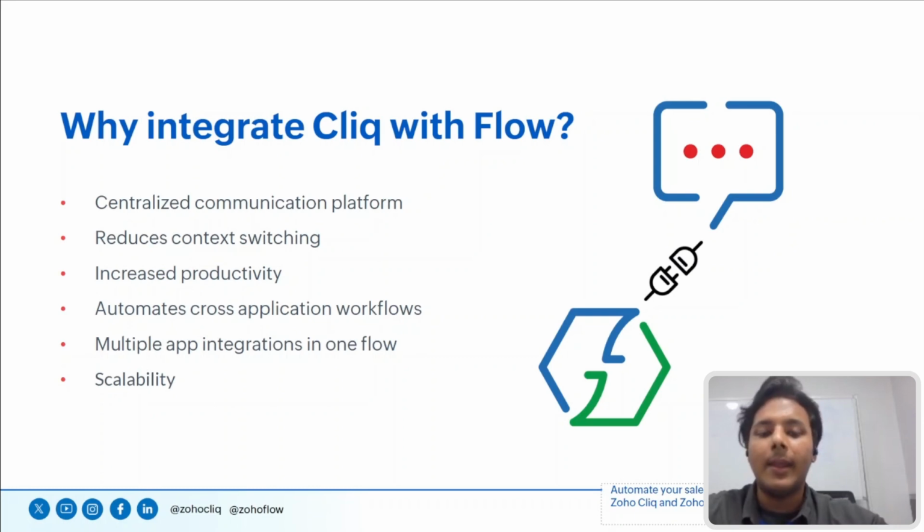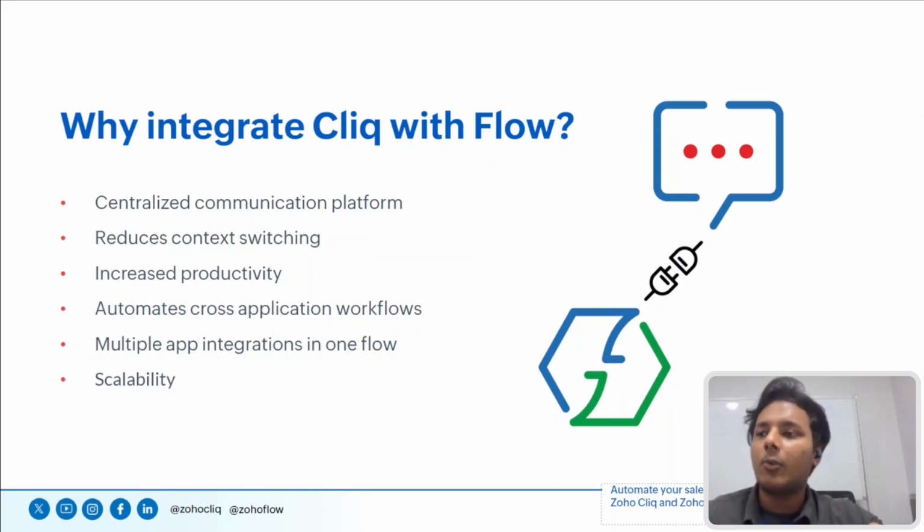Now let's look at why integrating Zoho Cliq with Zoho Flow is a smart way to tackle this. First, Cliq provides a centralized communication platform, which means your team doesn't have to switch between different apps to stay updated. All important notifications from various tools come directly into Cliq right where your team is already collaborating. This drastically reduces context switching, where instead of jumping from app to app, your team can just focus on what matters without any interruption. And with fewer distractions, there's a clear boost in productivity.